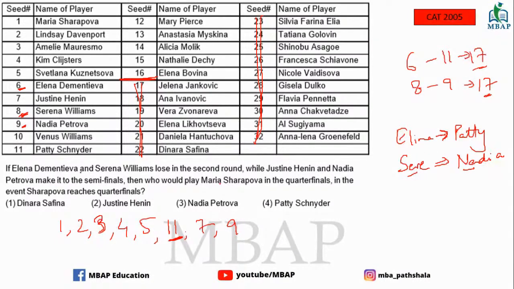Then who would play Maria Sharapova in the quarterfinals in the event Sharapova reaches the quarterfinals? Now understand, these are my 8 teams that I have in hand. Now the first player is going to play which player? The first player is going to play the 8th player in the quarterfinal. The 8th player was Serena, but that gets changed with Nadia. Nadia is the answer here.